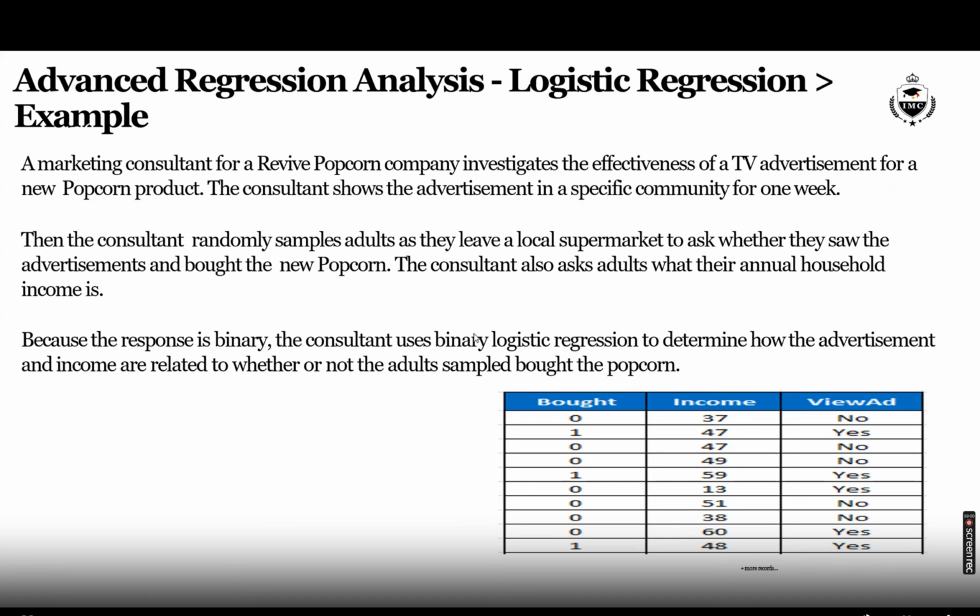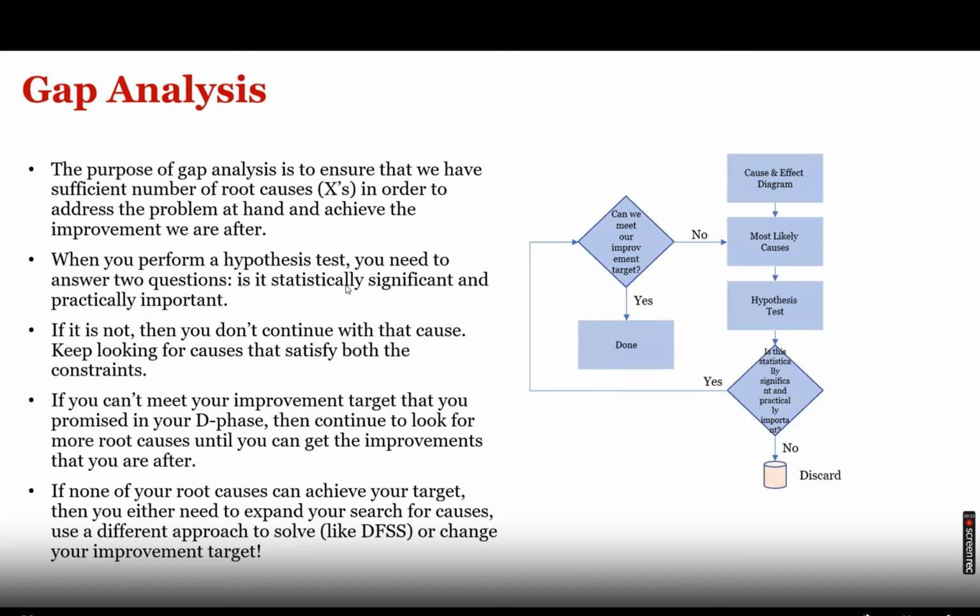Viewed the ad, yes or no, that is already there. Every customer is replying whether they have seen the ad, yes or no. And if they bought, they are marking it as one. If not bought, it is marked as zero. So in both cases, these are binary examples because it is coming in only two forms. That's why they have done a binary logistic regression.